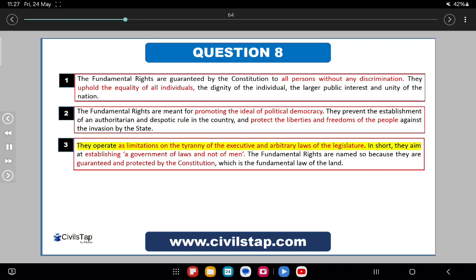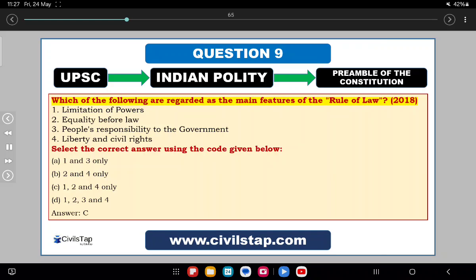They operate as limitations on the tyranny of the executive and arbitrary laws of the legislature. In short, they aim at establishing a government of laws and not of men. The fundamental rights are named so because they are guaranteed and protected by the Constitution, which is the fundamental law of the land.